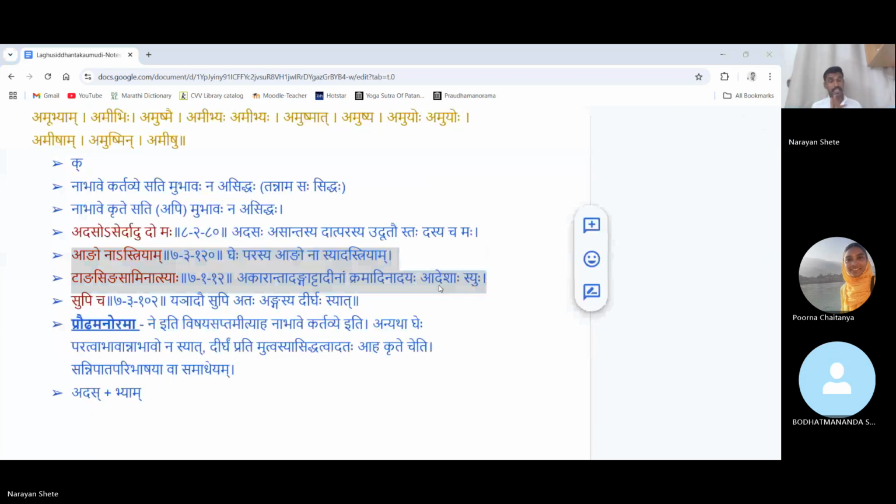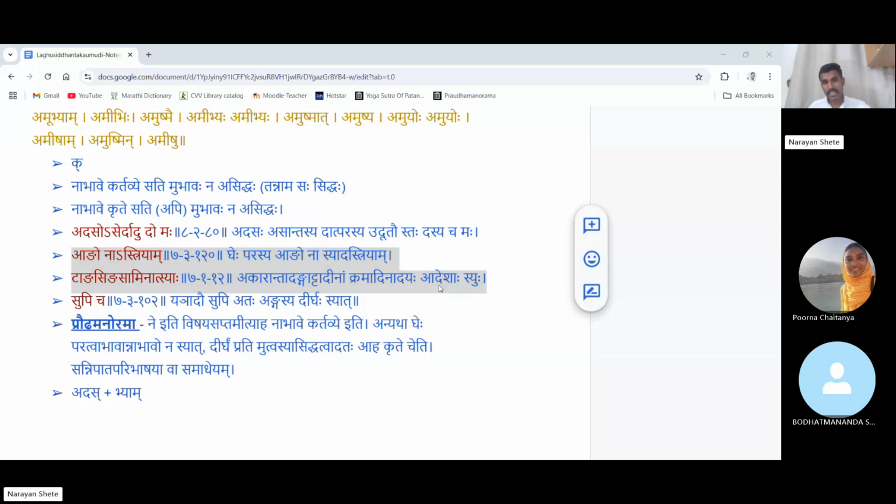But there is this sutra, tang asaminatsyaha. This sutra is a sapada saptadhyayastha sutra. And adasosir dadu domaha is a tripadi sutra. Now, whether we should apply adasosir dadu domaha or tang asaminatsyaha is the question.